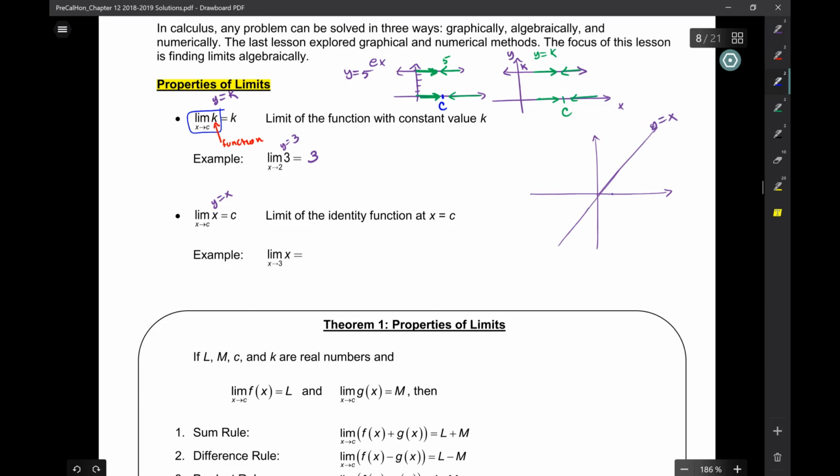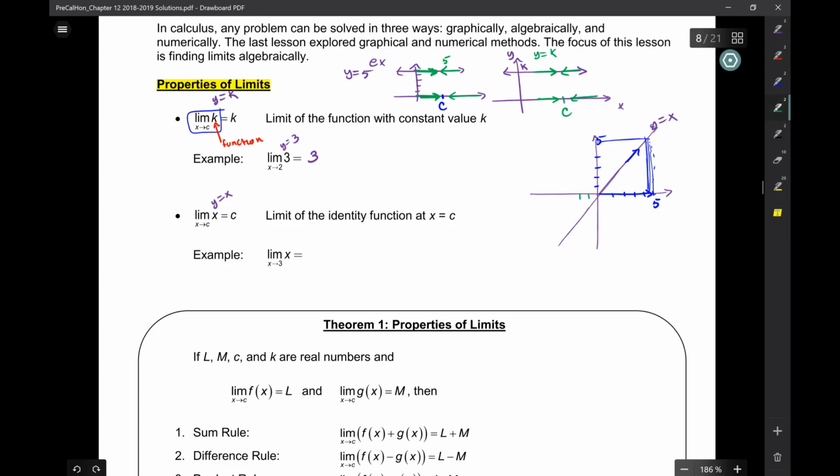Now, as I approach, please raise your hands for this one. As I'm approaching x equals 5, what y value is the graph approaching? Tali, what do you think? At x equals 5 here, this is y equals x. At x equals 5, what y value is the graph approaching? 5, right?